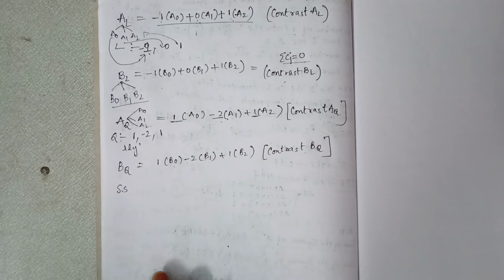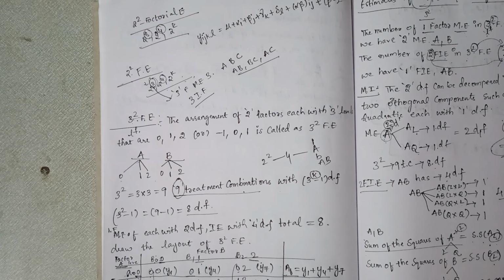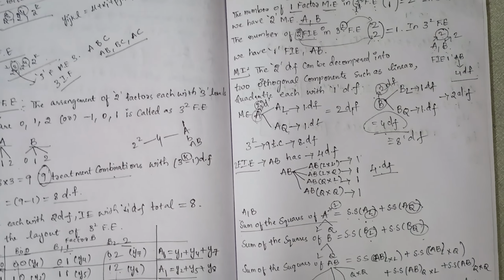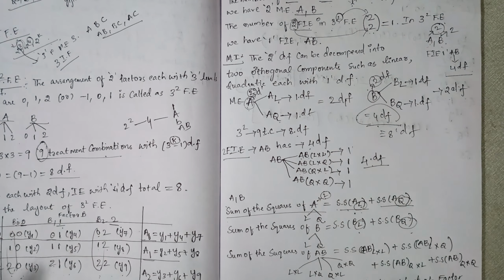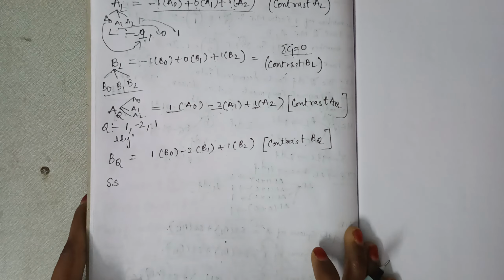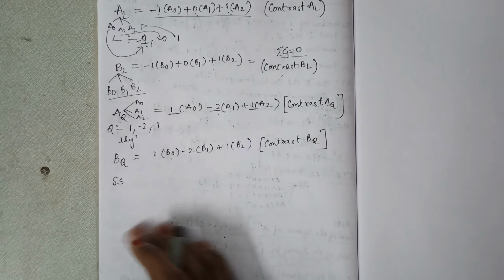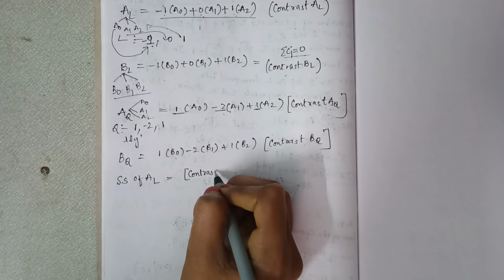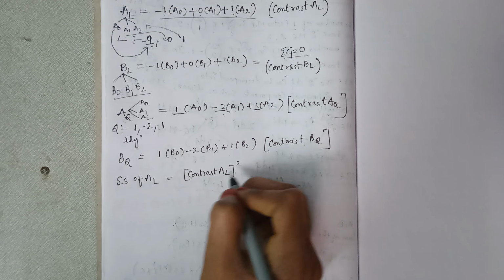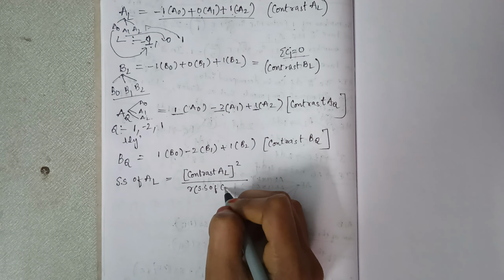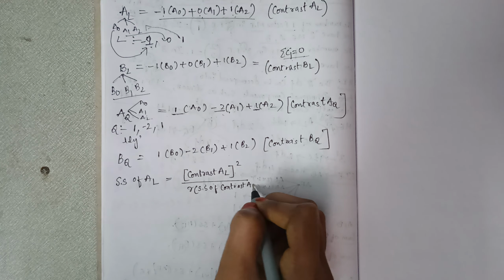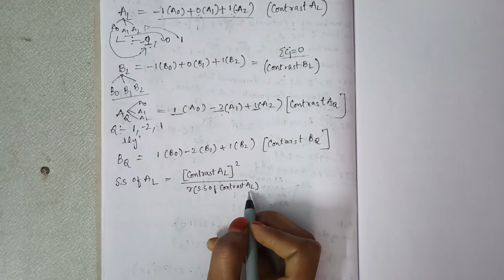If you see the formula, the sum of the squares of A is nothing but the sum of the squares of AL plus the sum of the squares of AQ. So now the sum of the squares of AL is equal to contrast AL whole square by r into the sum of the squares of the coefficients of contrast AL.